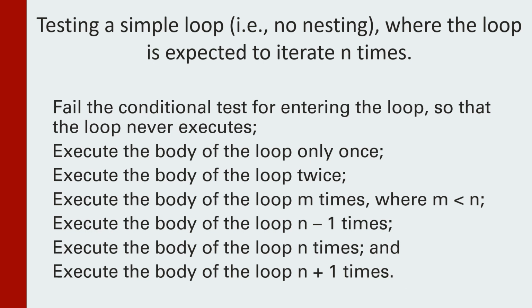Right, so this way, basically we have 0, 1, 2, some number that you can pick, exactly n minus 1, exactly n, and n plus 1 times. And so this 1, 2, 3, 4, 5, 6, 7, that's a good amount of testing to see if a loop is working the way that you expect it to.